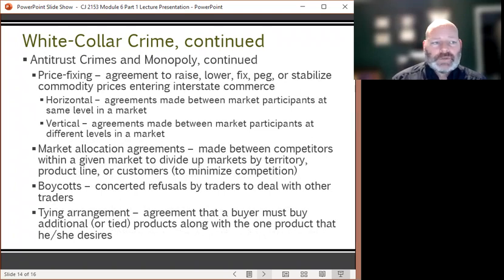You have horizontal price fixing, in which agreements are made between market participants at the same level in a market. And then vertical agreements are made between market participants at different levels in the market. Market allocation agreements are those types of agreements that are made between competitors within a given market to divide up markets by territory, product line, or customers in an effort to minimize competition. Boycott is a concerted refusal by traders to deal with other traders. And a tying agreement is an agreement that a buyer must buy additional or tiered products along with the one product that he or she desires.